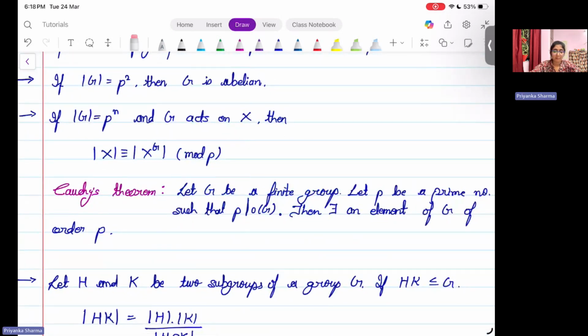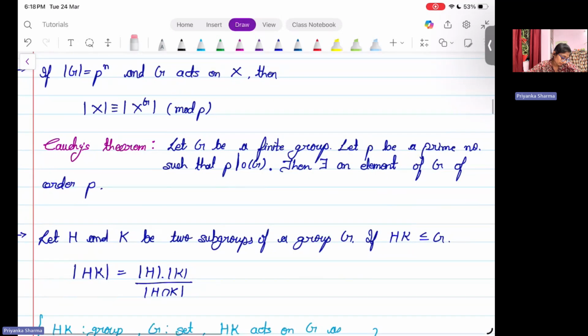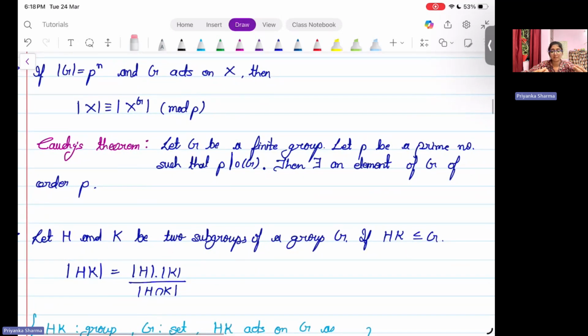Now we have an important theorem in group action. Whenever we want to find the possible orders for elements of a group, and for the further extension, if you want to know the order of subgroups in a group, then the theorem is useful. This is Cauchy's theorem, and this can be proved using group action.